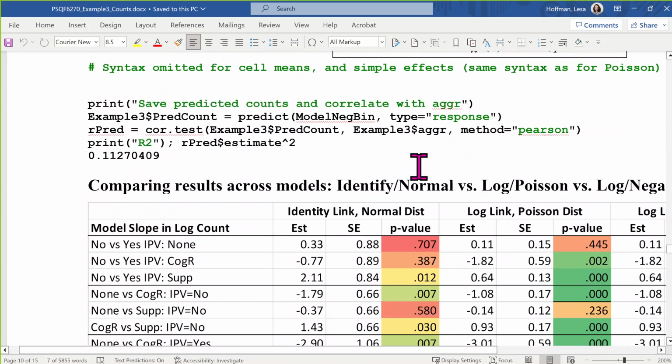Last but not least, predicted counts. So I saved, using the predict function, a variable called predcount to my data set. So this is the analog to doing so in Stata, where type equals response means make it in the expected count metric. I then used cor.test to get a correlation, a Pearson correlation in particular, between the predicted count and the real one. I then asked it to square that R and print it, and there it is. So there's my R square for the model, how well my model accounts for my predicted verbalizations.